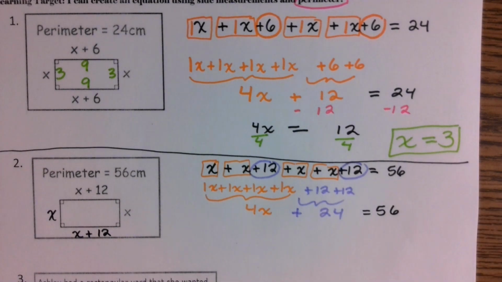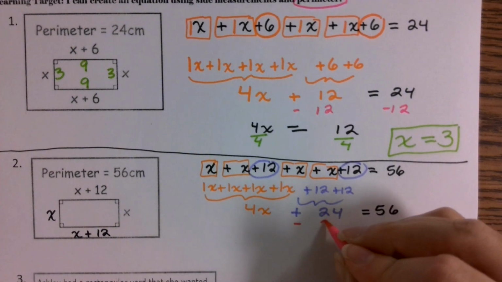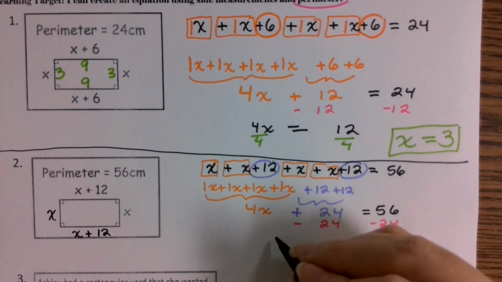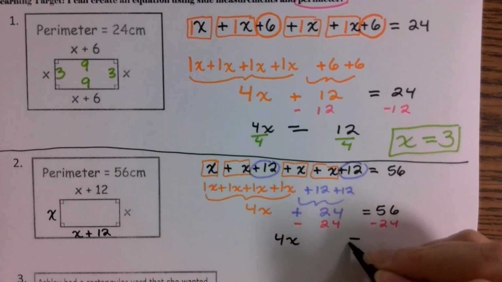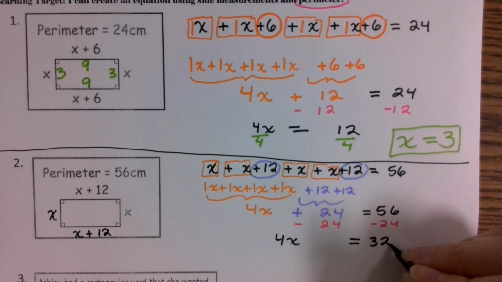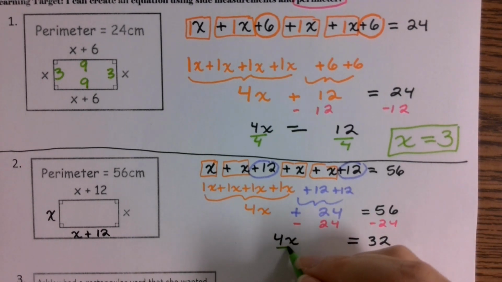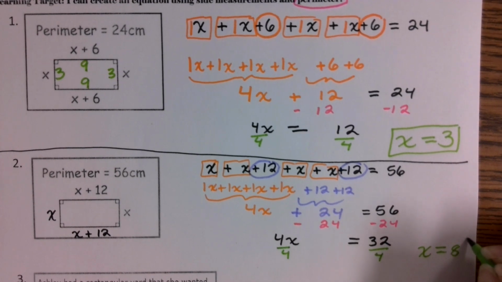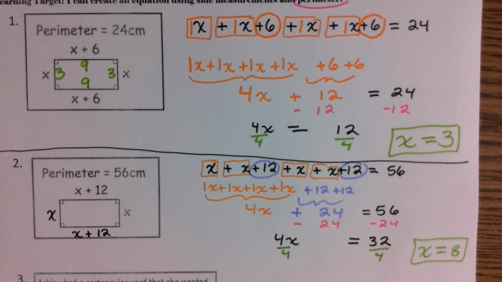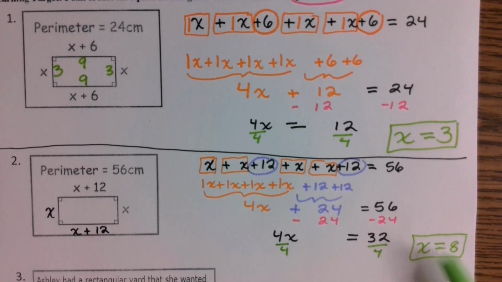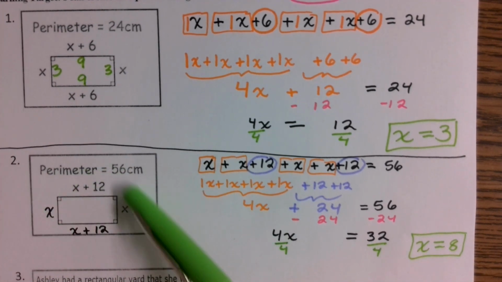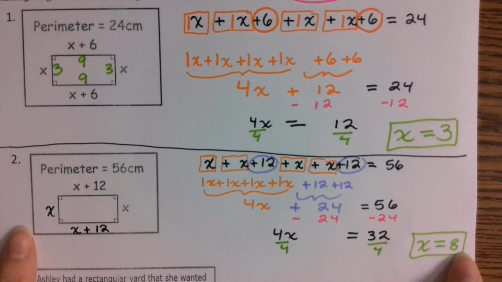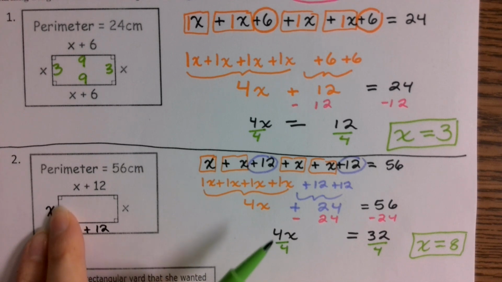Now we can solve. First step is to get rid of the constant. We always get rid of that constant first. So we're going to subtract 24. That's going to leave us with 4x is now equal to 32. Our last step is to divide by 4, and we'll get x is equal to 8. So I know what x is equal to. I can now plug that in. I can plug this in for x and figure out what each of these measurements are. So if I substitute the x's with the 8, what does that make this measurement on the sides?